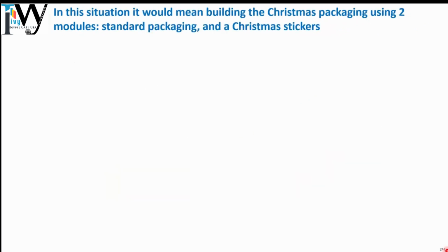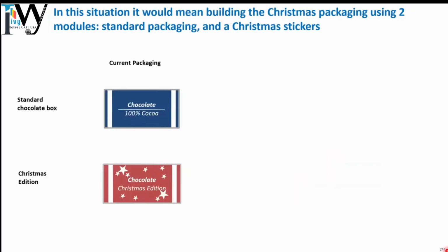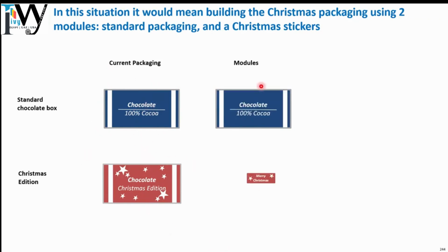And modularity here will mean the following thing. Currently, obviously, we have two types of packaging: the regular standard chocolate box and the Christmas edition. The idea is to create two modules. One module will be the current standard packaging, and then we will have a special sticker that we will put on the standard chocolate box to make it look like it is dedicated to a Christmas product.